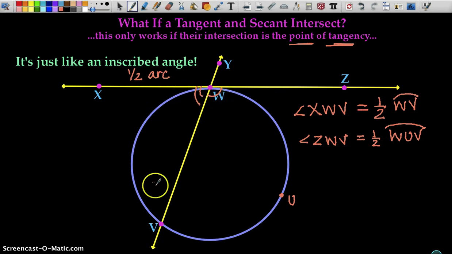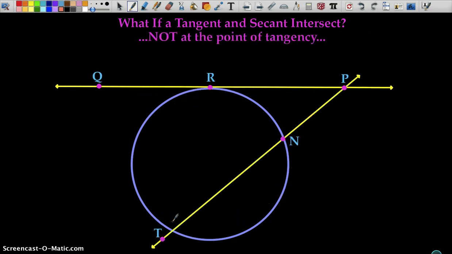When this secant is drawn, it splits the circle into two arcs. Now they aren't congruent arcs, but we do know that there's 360 degrees in a circle. So if you knew the degree measurement of this arc, you could subtract that from 360 and get the degree measurement of this arc over here. Isn't it crazy how this all just works?